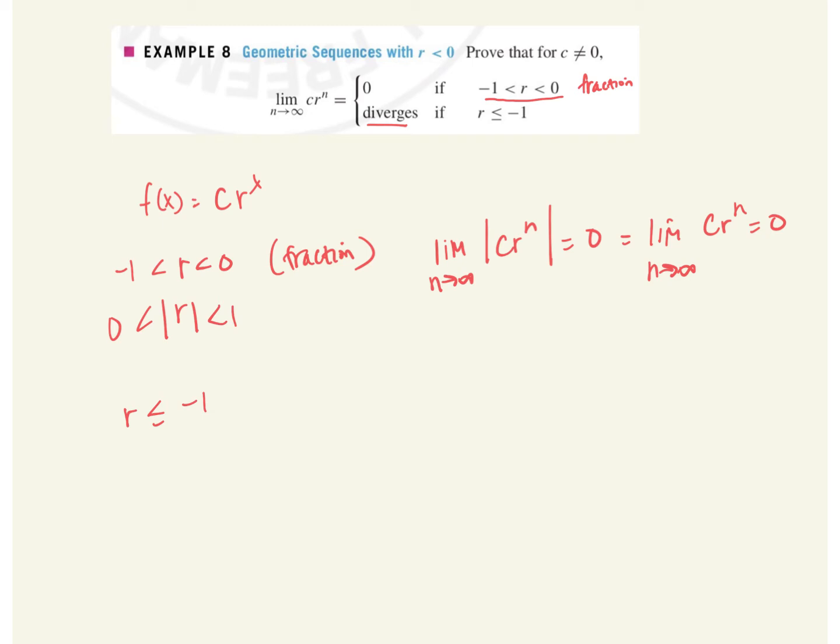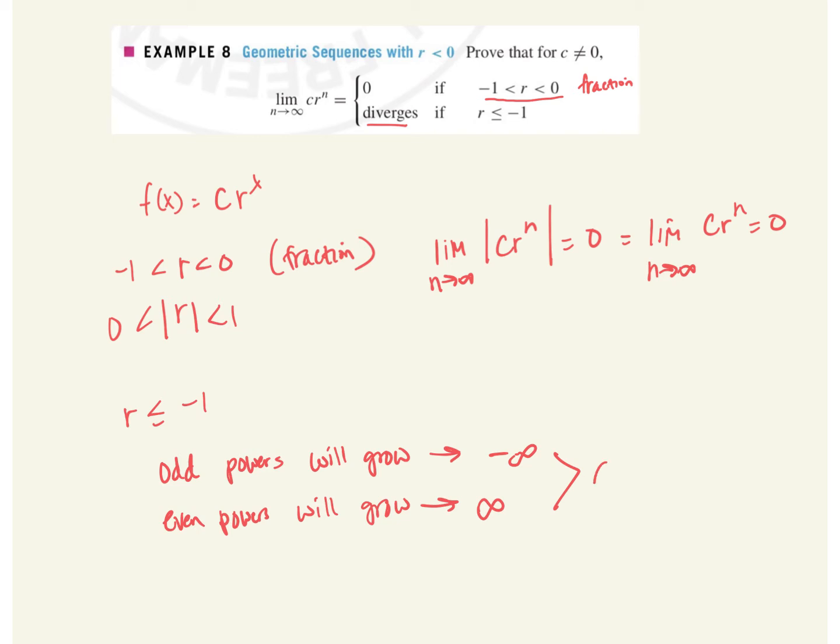So we are just basically making the conclusion that odd powers will grow to -infinity. Even powers will grow to positive infinity. So it is alternating in sign. And therefore, it is diverging. So it's either not getting a value or it is a value of infinity or negative infinity.